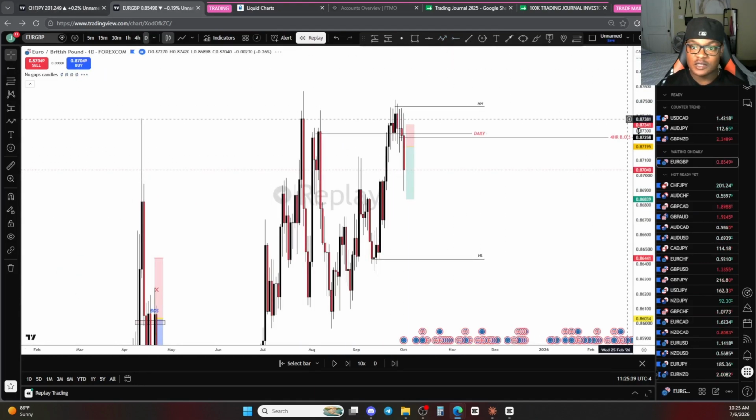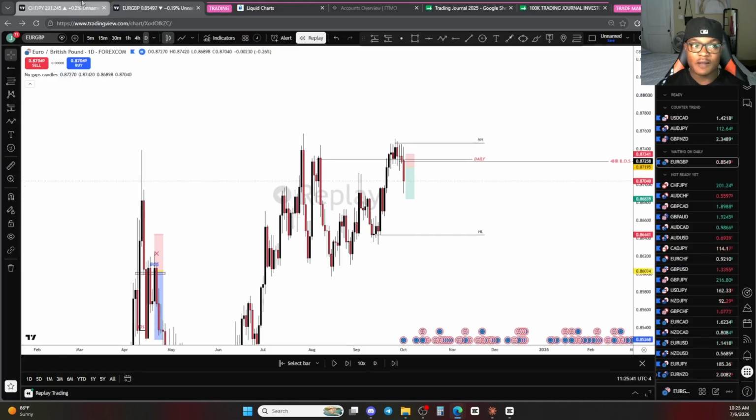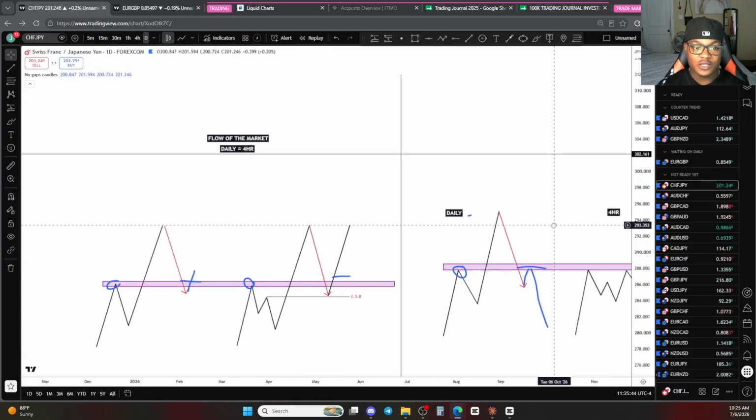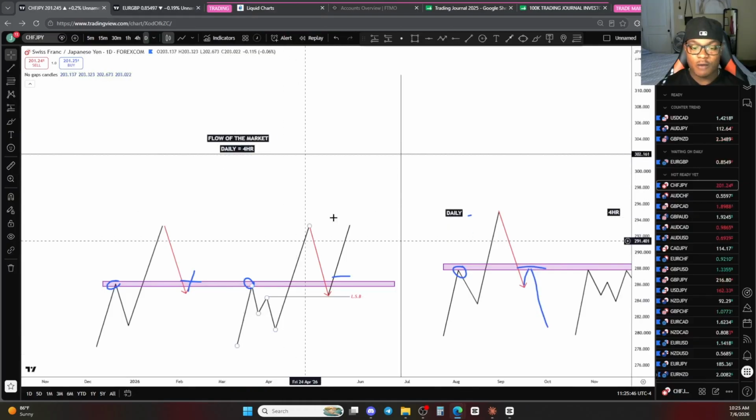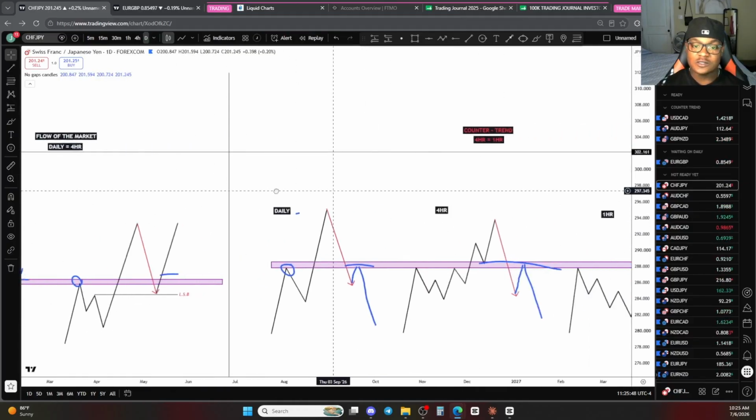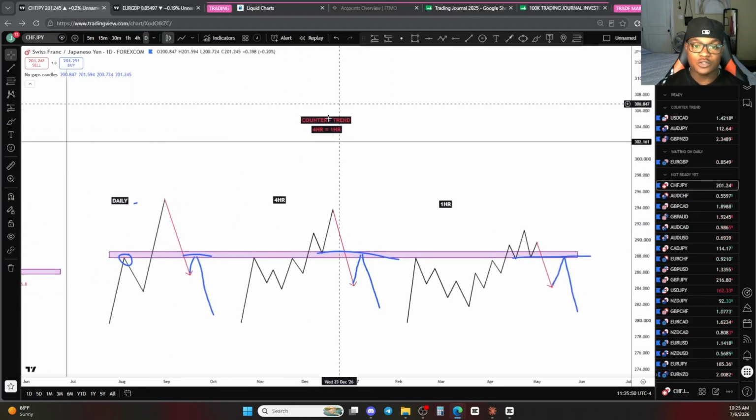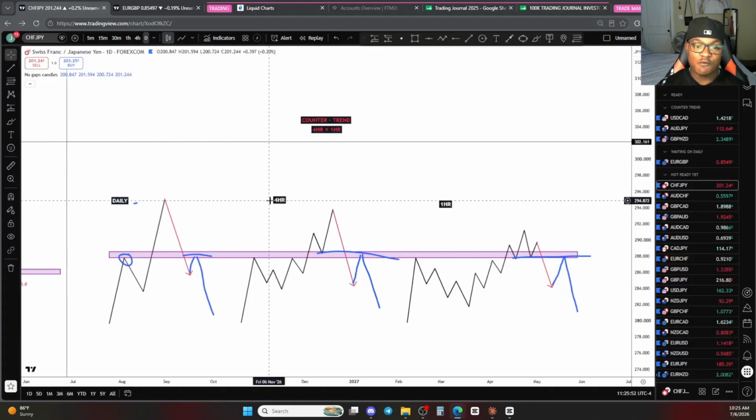I see that the daily time frame is bullish. I know that I'm not in a flow-of-market setup because my daily and my 4-hour are not in sync. This is going to be a possible counter trend scenario where the daily and the 4-hour aren't in sync. So I'm looking for the 4-hour and the 1-hour to be in sync.